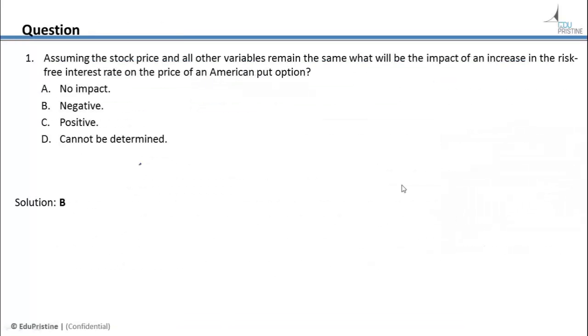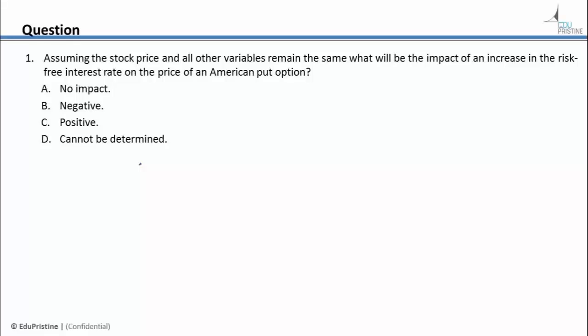The second question was: assuming the stock price and all other variables remain the same, what will be the impact of an increase in the risk-free interest rate on the price of an American put option? It asks, what is the relationship between interest rate and an American put option, or basically a put option?